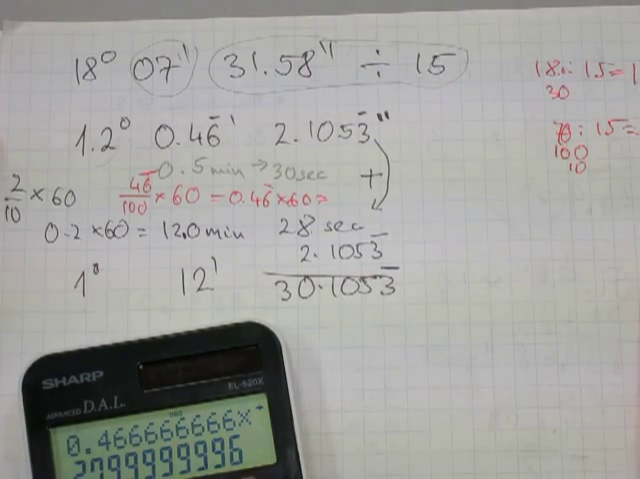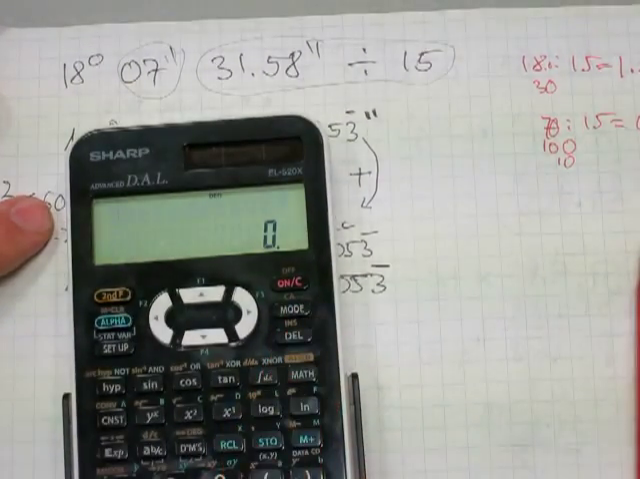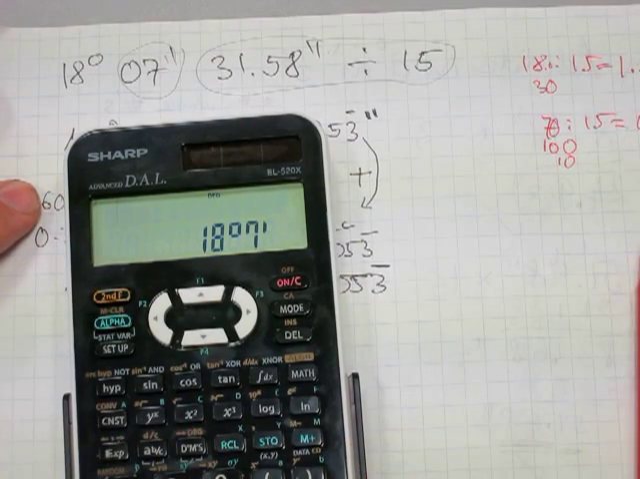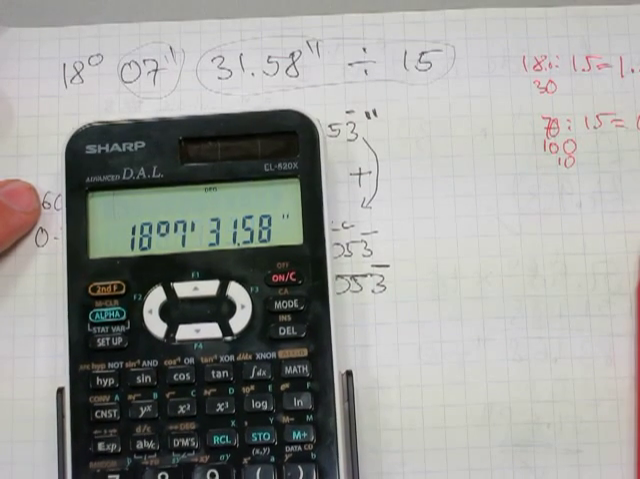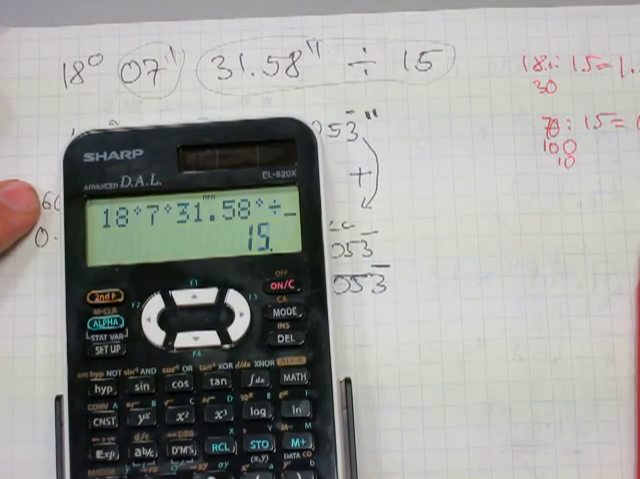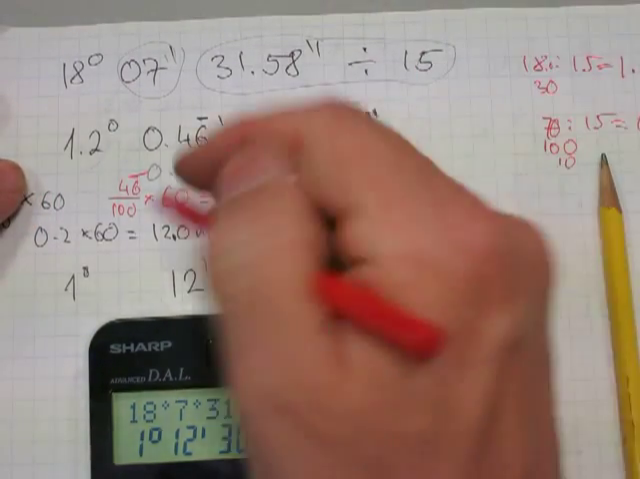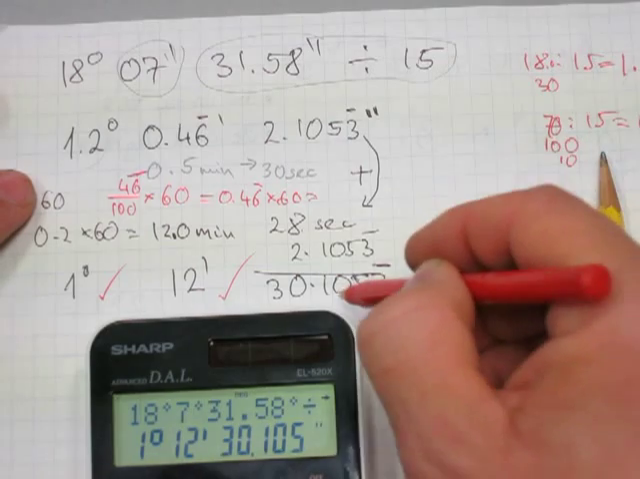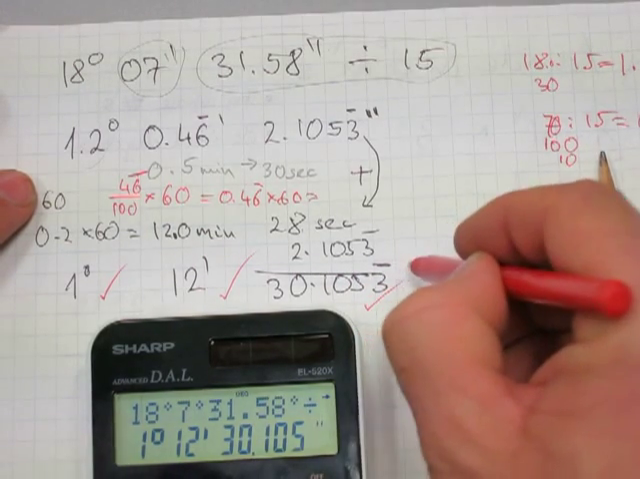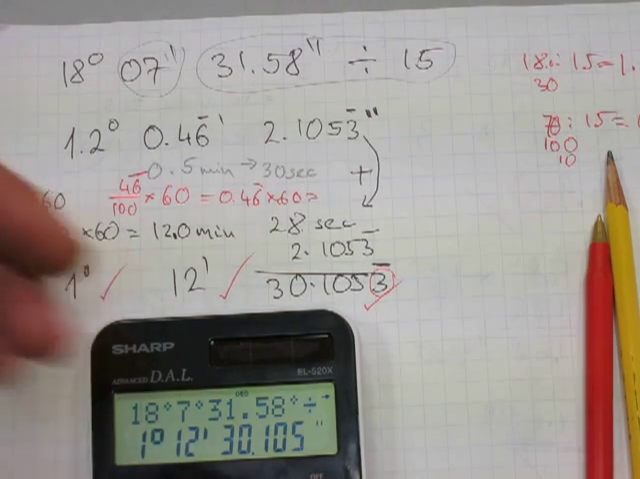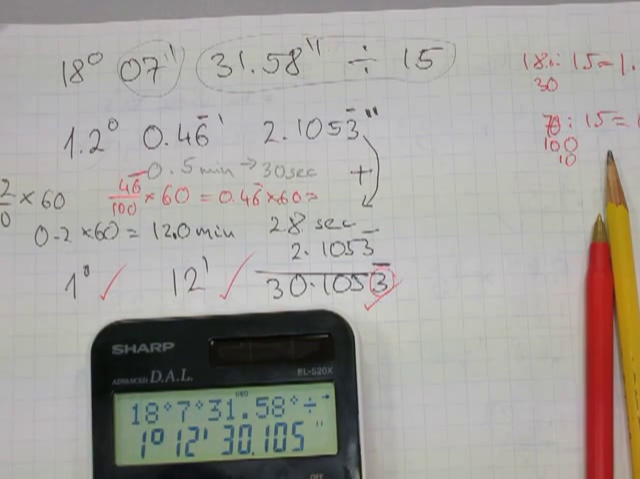Let's see what the calculator says about it. 18 degrees 7 minutes 31.58 seconds divided by 15 equals, yeah, we are looking good. 1 degree 12 minutes 30.105. Yep, we have an extra digit here which again doesn't fit the calculator's display, so the calculator is working fine and our calculation is also fine.